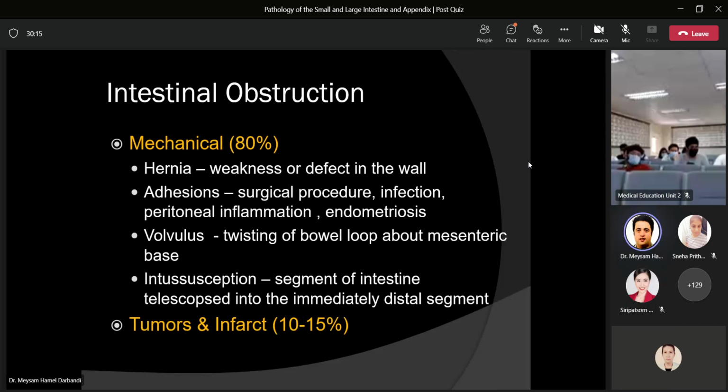and salivary gland. So we make sure that it will be a complete set about the GIT lecture.